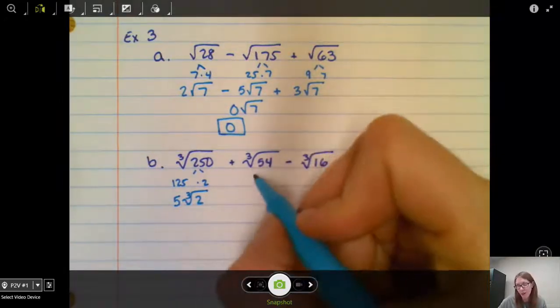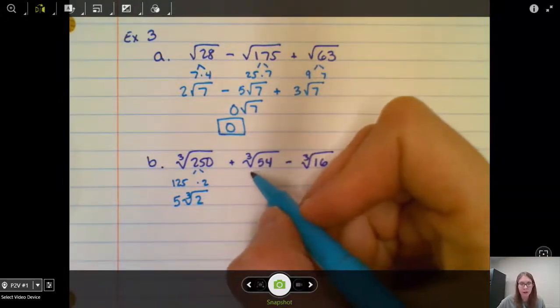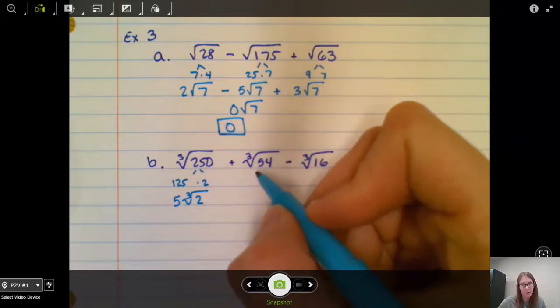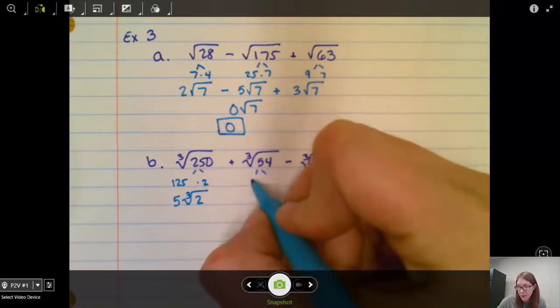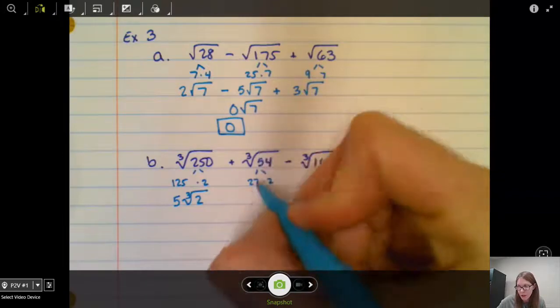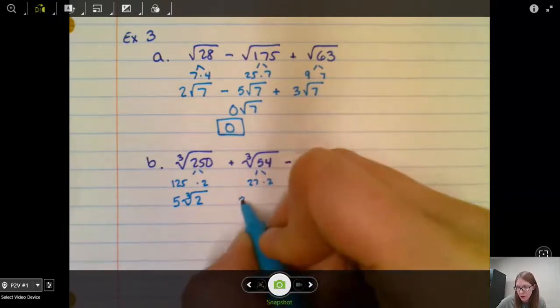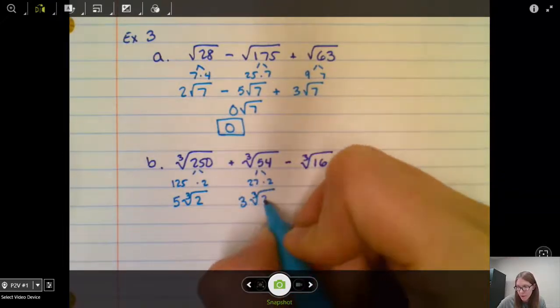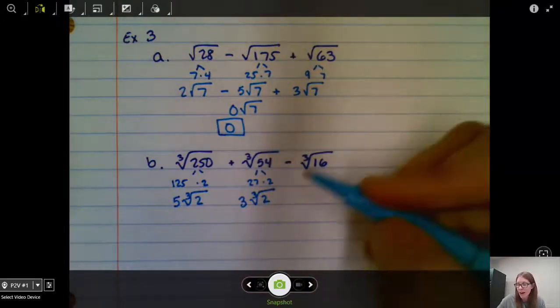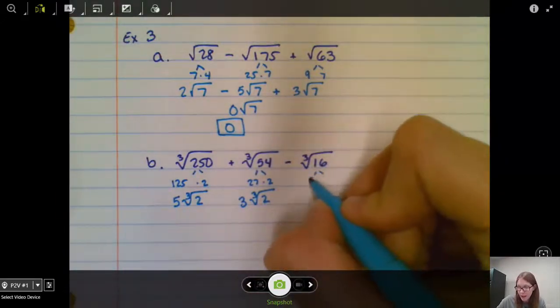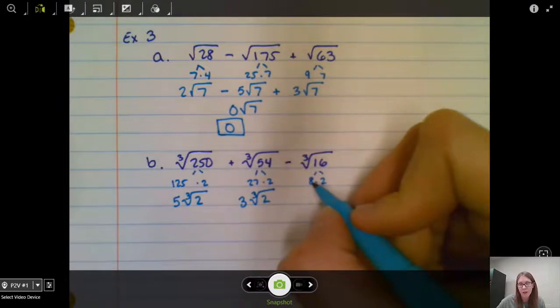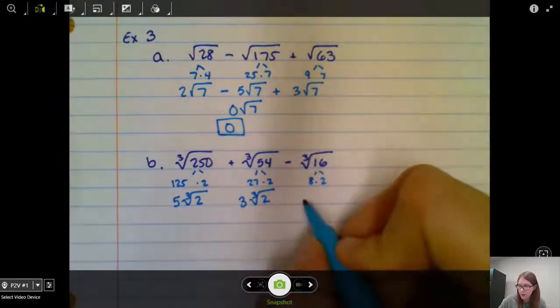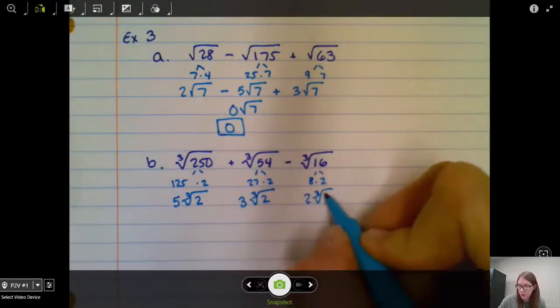Cube root of 54, well, some of your perfect cubes are 8, which doesn't go into 54, but 27 does. 27 times 2. The cube root of 27 is 3, cube root 2. And then 16 is 8 times 2. And the cube root of 8 is 2. 2 cube root 2.